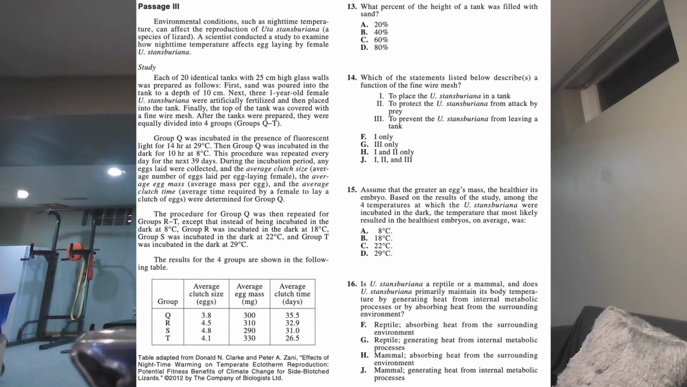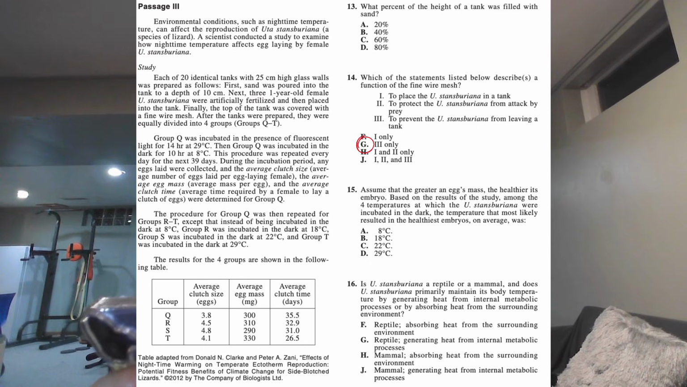So it has no mention of anything about prey, right? And the creature, whatever Stanciburiana, it was placed in the tank before the fine wire mesh, right? So that means 1 or 2 does not work. That means 3 is the only logical explanation to why the fine wire mesh was there, even though they don't explicitly say it, right? By scientific process, we know that we don't want the creature to leave its tank while conducting an experiment. So 3 would be the correct answer, and that's G.